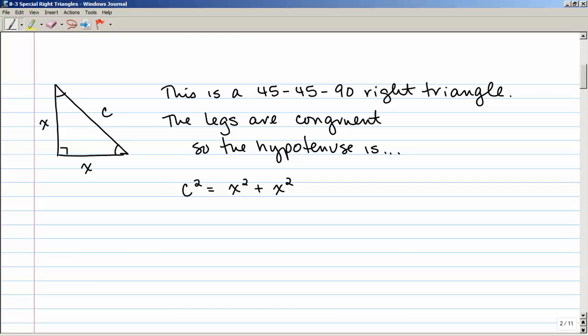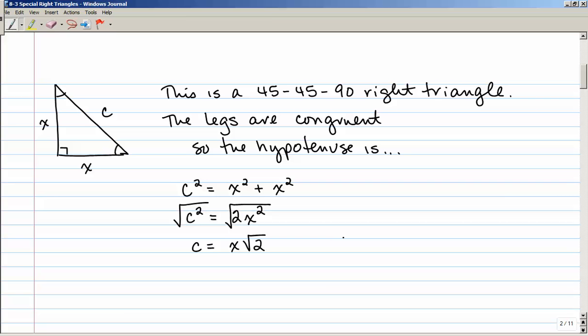The legs are congruent. Let's call them each x. And we need to find the length of the hypotenuse. We'll call it c. So using the Pythagorean theorem, c squared equals x squared plus x squared. The two legs are the a and b of the Pythagorean theorem. So c squared is equal to 2x squared. Taking the square root of both sides, c is equal to x, because the square root of x squared is x, times the square root of 2.